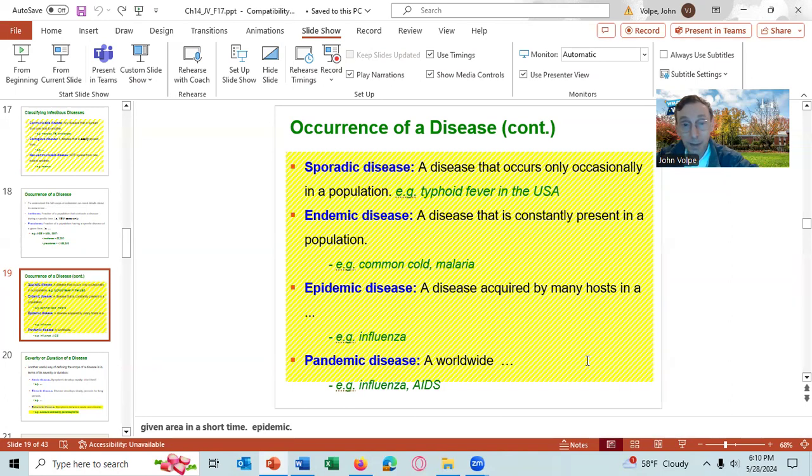An epidemic may spread worldwide, in which case we don't call it an epidemic anymore. We call it a pandemic. Usually the flu starts in one country as an epidemic and then spreads worldwide. Certainly COVID-19 did. It started in China and then spread worldwide and became pandemic.